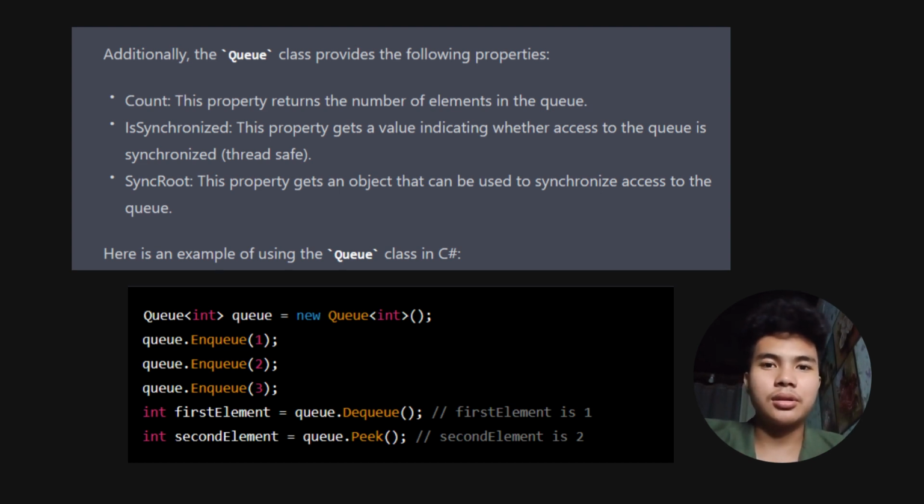The third is SyncRoot. So SyncRoot, itong property naman na ito, gets an object that can be used to synchronize access to the queue.